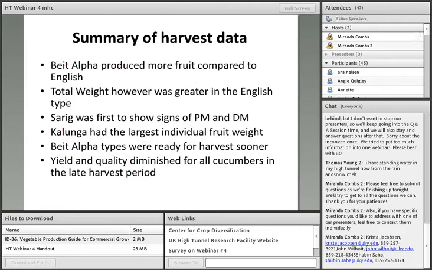I will say the Sarig, which is one of the beta alpha types, they both seem to show signs of the powdery mildew and downy mildew problems that we encountered earlier than the English types. And so that's something else that you might want to think about. Beta alpha types were ready for harvest sooner. Again, that makes sense to me because you're harvesting a much smaller fruit.